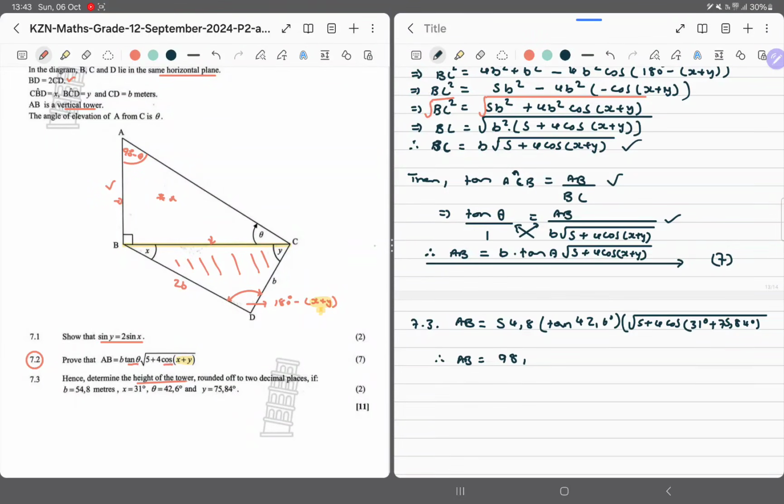Now to 2 decimal places, as indicated here, is 76 meters. Is it meters? Let's see. Yes, they said this was b meters. So that is meters. So be very careful of the unit of the final answer. It's very important. Okay. Easy, no? Yeah, very easy. So this is just to test whether you know how to use your calculator well.